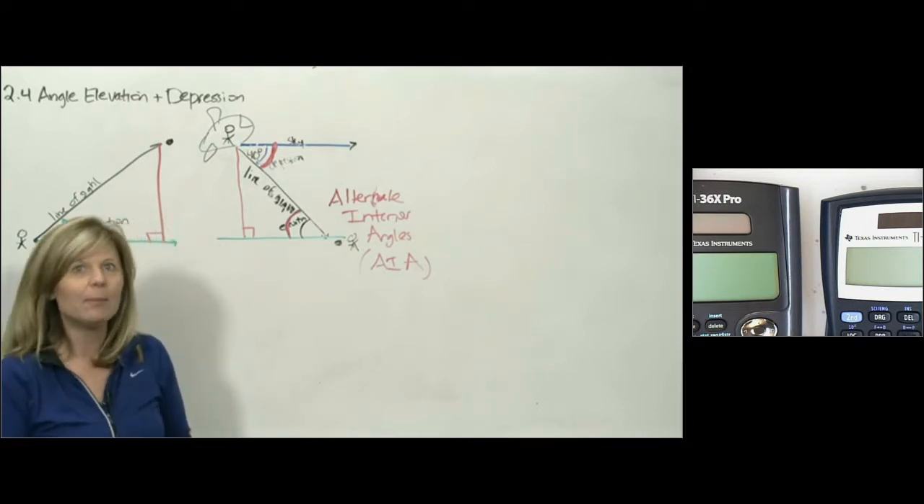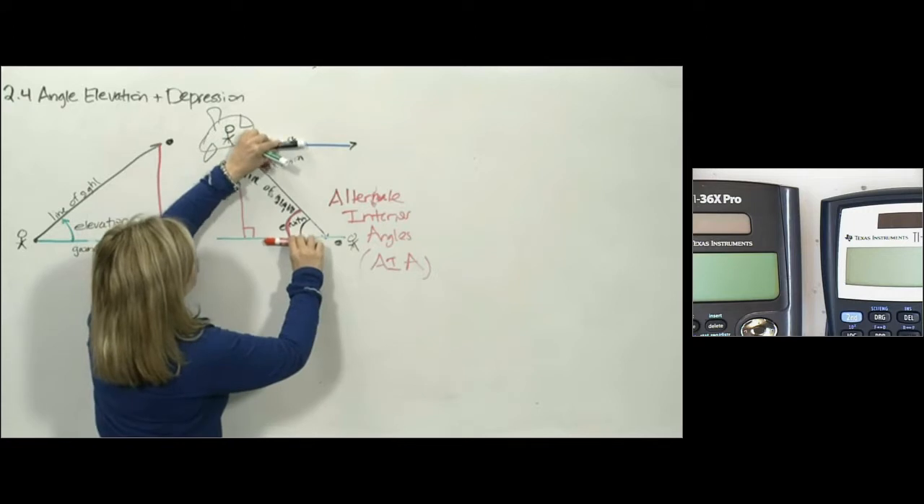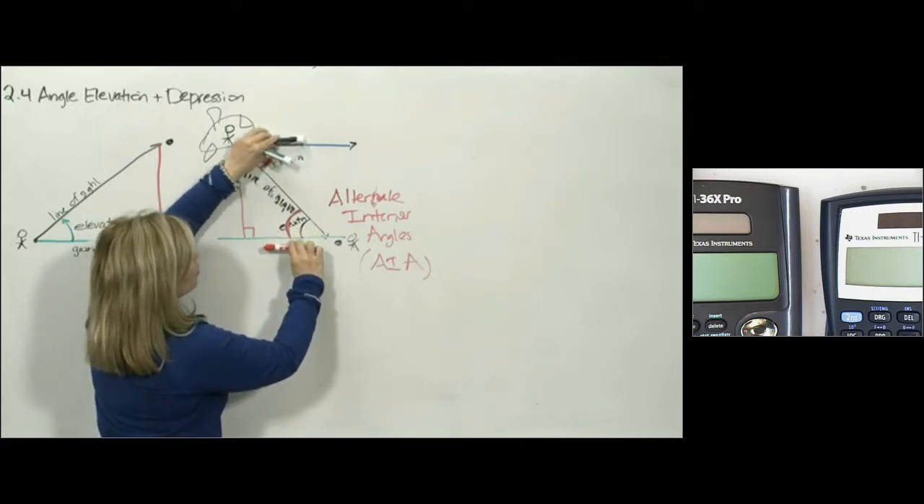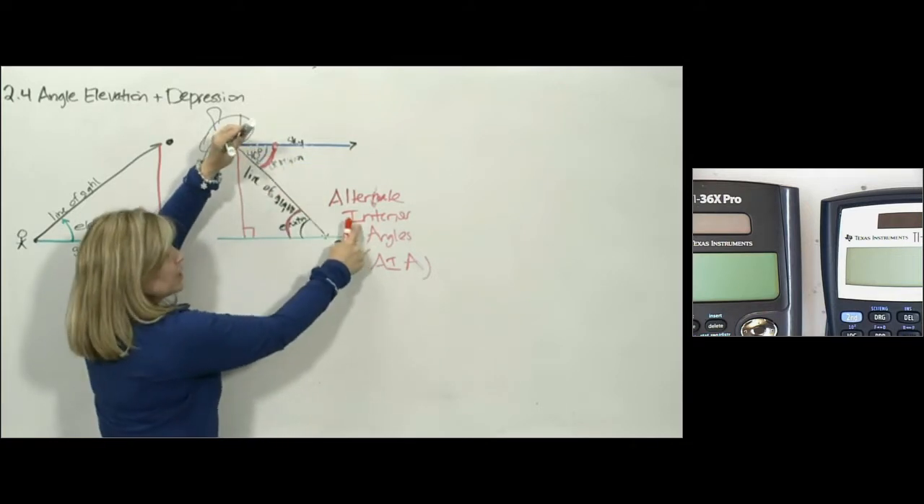Why was it given that name? Because if you think, here are the two parallel lines, the sky and the ground. These two angles are inside of them, interior.